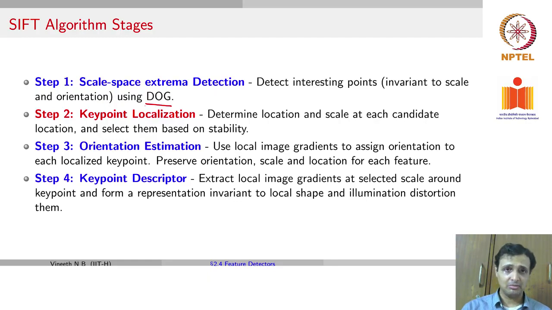Just one clarification here. Last time we said the difference of Gaussian is an approximation of the Laplacian, corrected to Laplacian of Gaussian. Okay. Difference of Gaussian is an approximation to the Laplacian of Gaussian. The next step is keypoint localization.